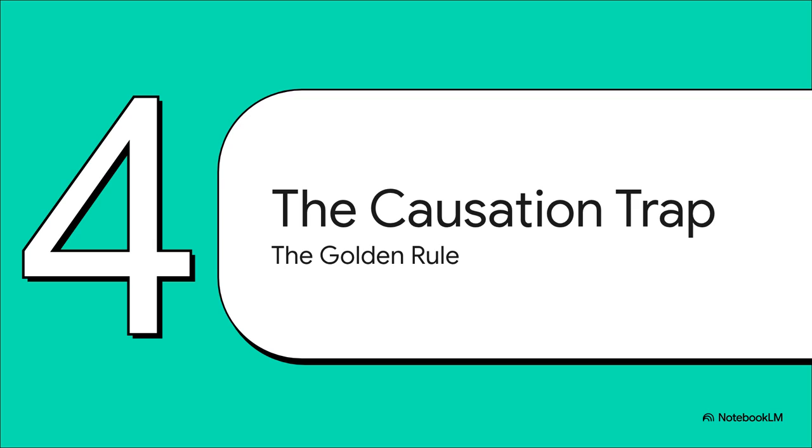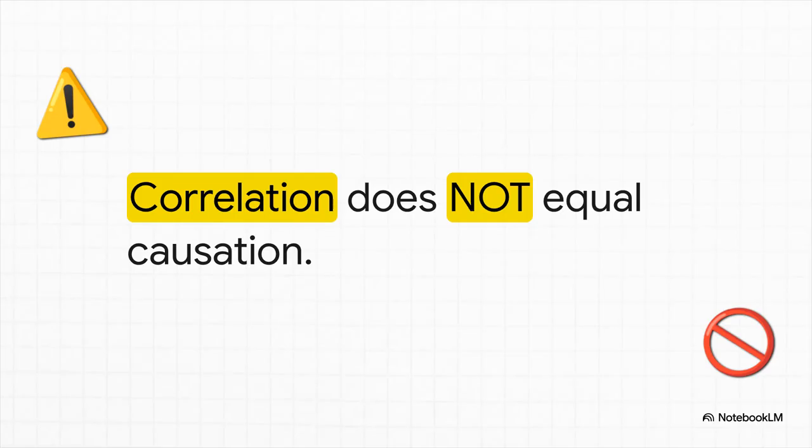And this leads us to what is, without a doubt, the single most important lesson about correlation. This is the one thing that, if you remember it, will immediately elevate your thinking. This is the golden rule you can never, ever forget. Here it is. Write it down.